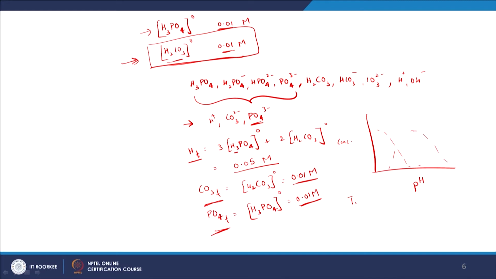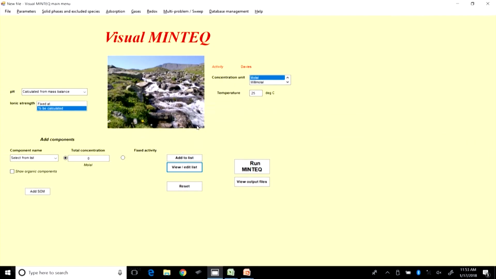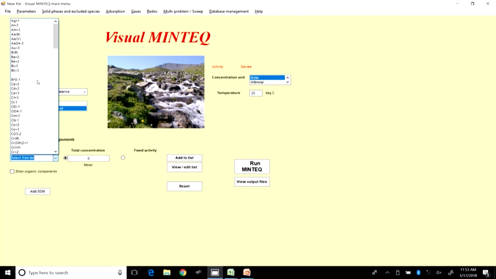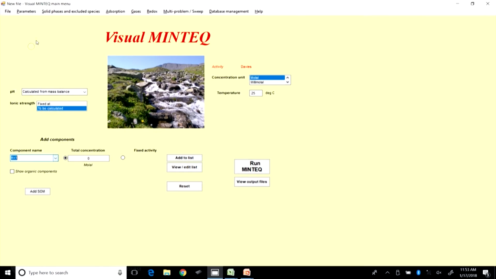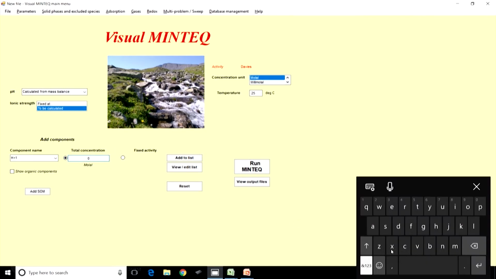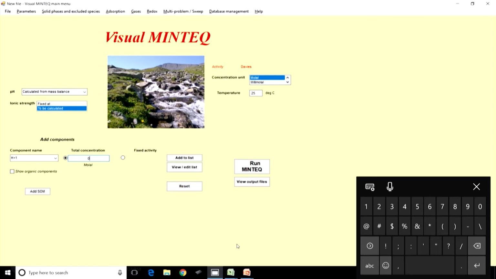So how do I do that? I can look at the titrations tab in my Vimintek, or because we are just looking at pH, I can also look at the sweep option. I am going to look at the sweep option, and let's look at how to get this done. Let's go back to Vimintek here. So what do we have here? I am going to choose H. Where is H here, please? A, B, C, D, E, F, G, H. Okay, H. Now we need to plug in that at 0.05. And what's the value here? 0.05. And now I am going to add that to the list.